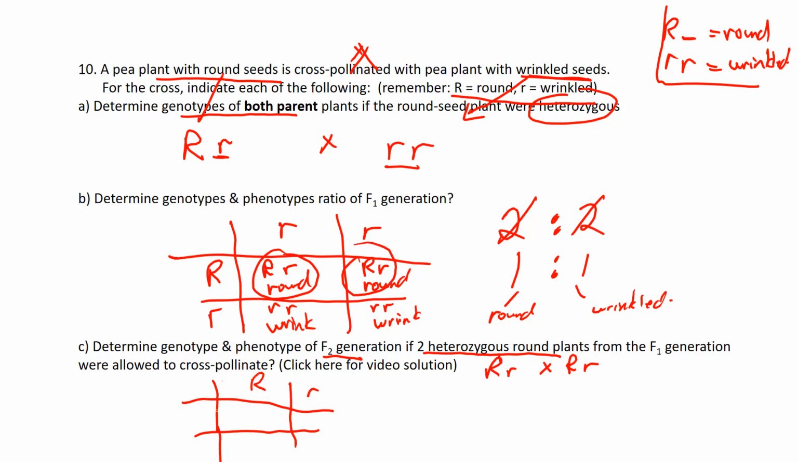capital R, capital R, little r, that's going to be round. That's going to be round. That's going to be round. And this is our only wrinkled. So what's our ratio? 3 of them are going to be round, as we would expect, and 1 of them is going to be wrinkled. 3 to 1 ratio.